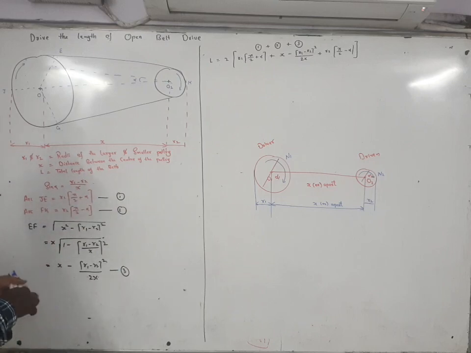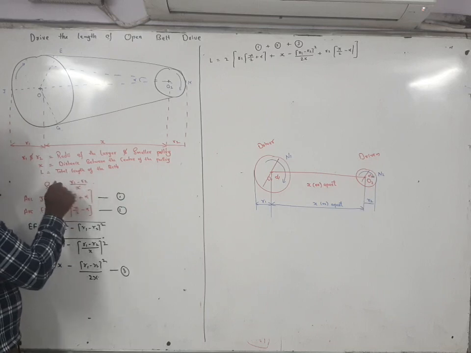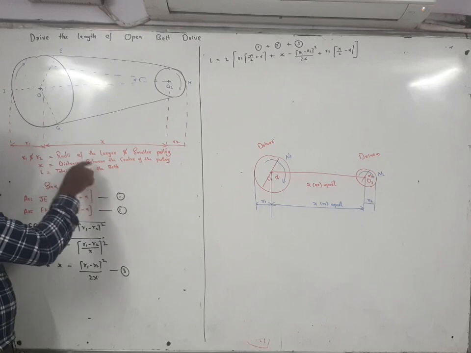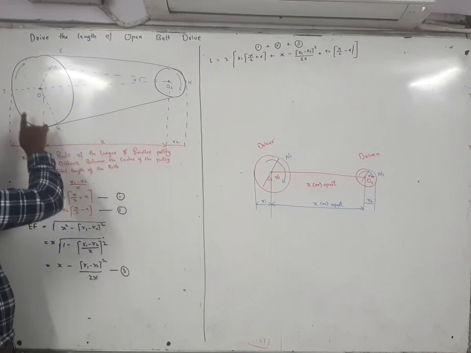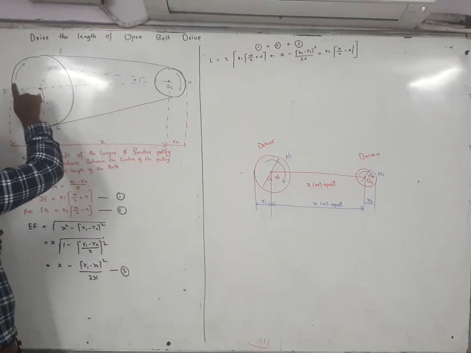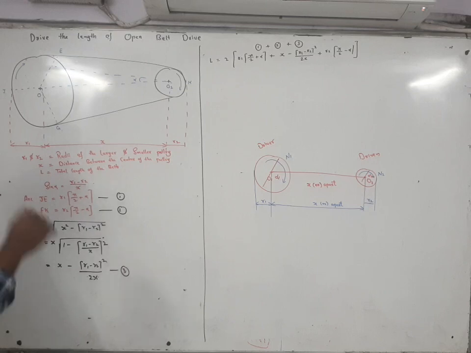After that, you have to remember one thing. L is known as the total length of the belt. How much belt length is there, starting from this point and ending at this point, that one is known as L.